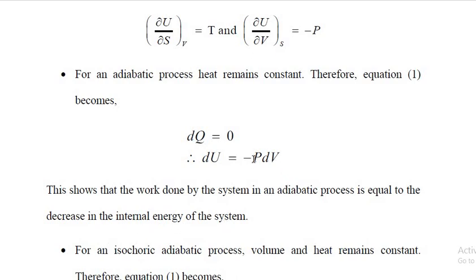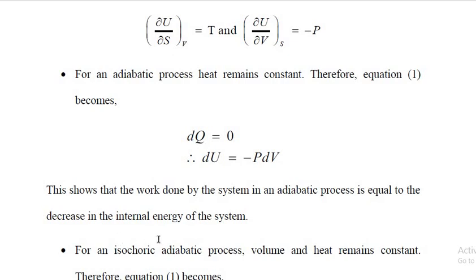Okay, work done is P into dV. So work done by the system in an adiabatic process is equal to the decrease in the internal energy of the system. You have minus over here. Fine, so it is decrease.